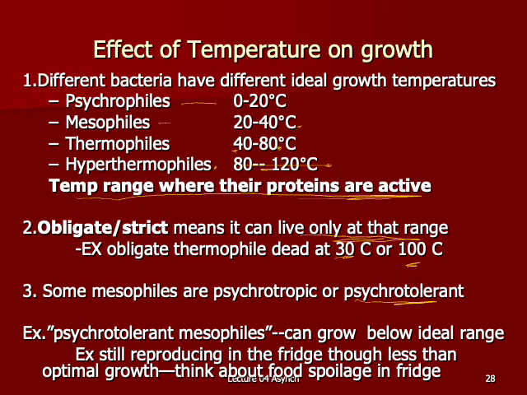And that's why your food will spoil in the fridge, because these spoilage microbes are mesophiles. They grow really well at around room temperature. But even if you stick them in the fridge, they're still going to grow a little bit. So they're still reproducing there. So that's why you've got a psychrotolerant mesophile. Again, I like to always show some practical applications of what we're learning here.